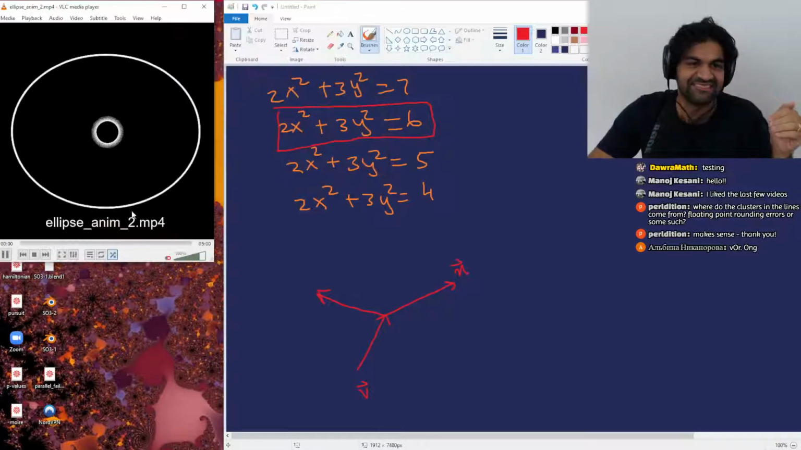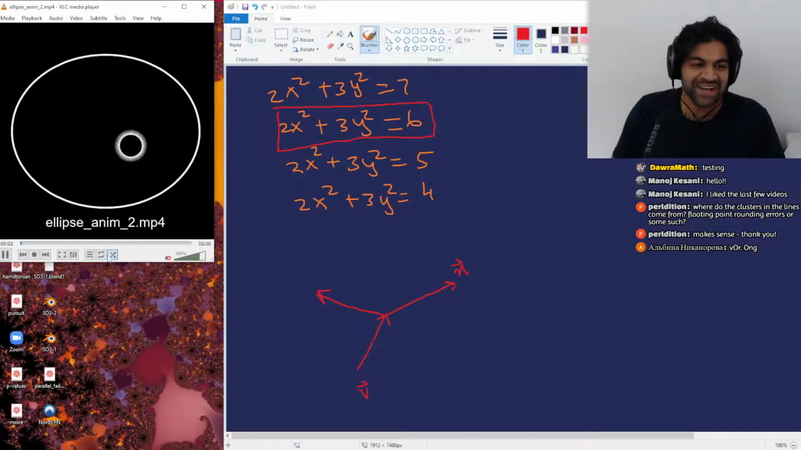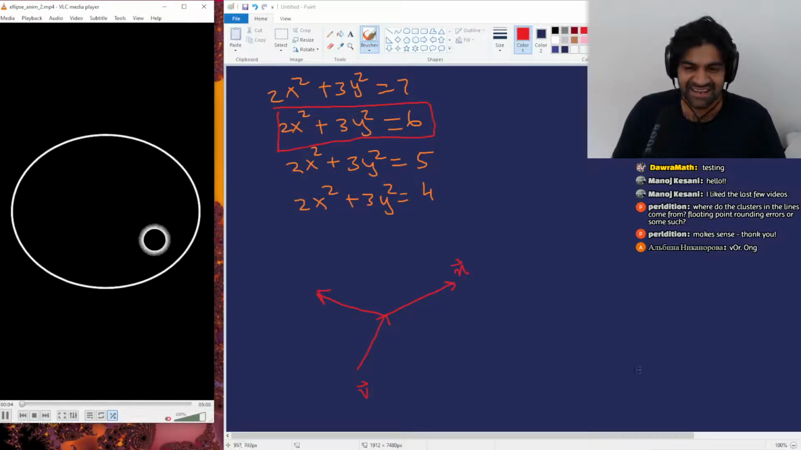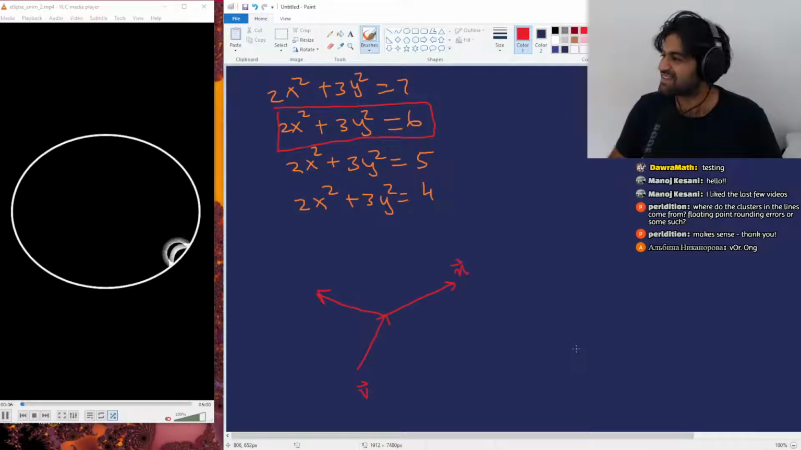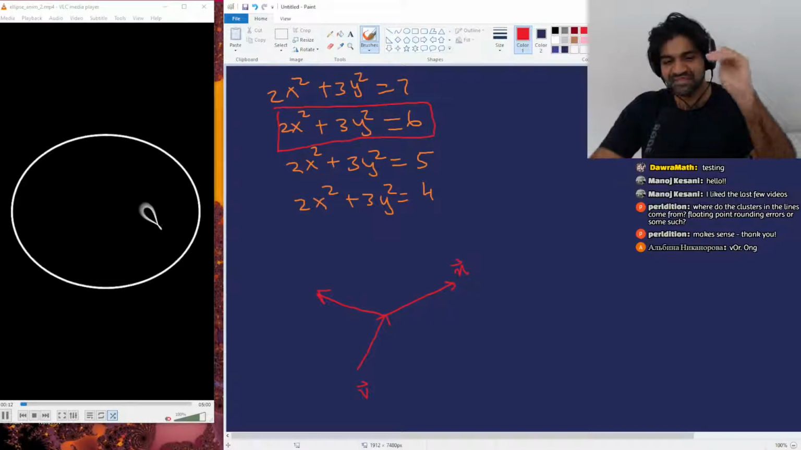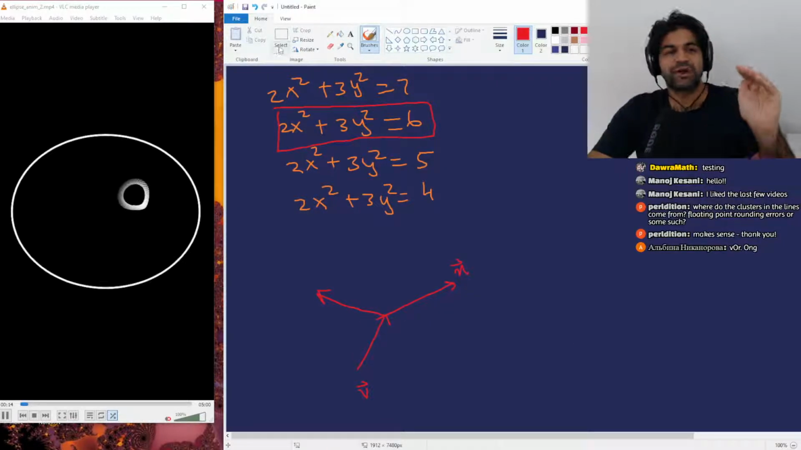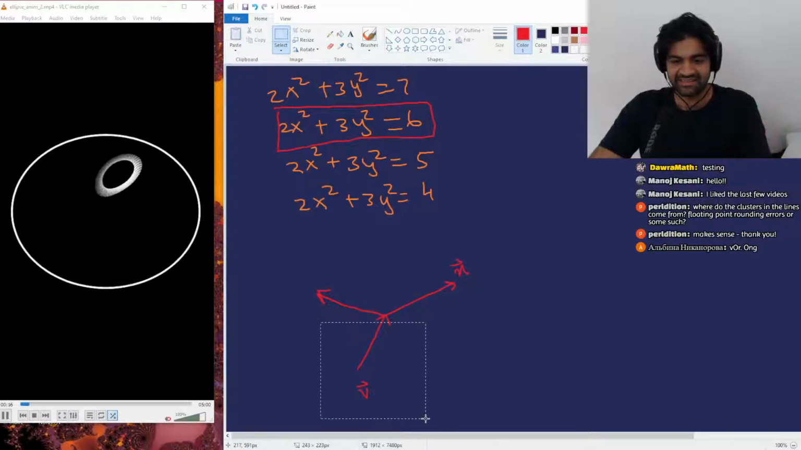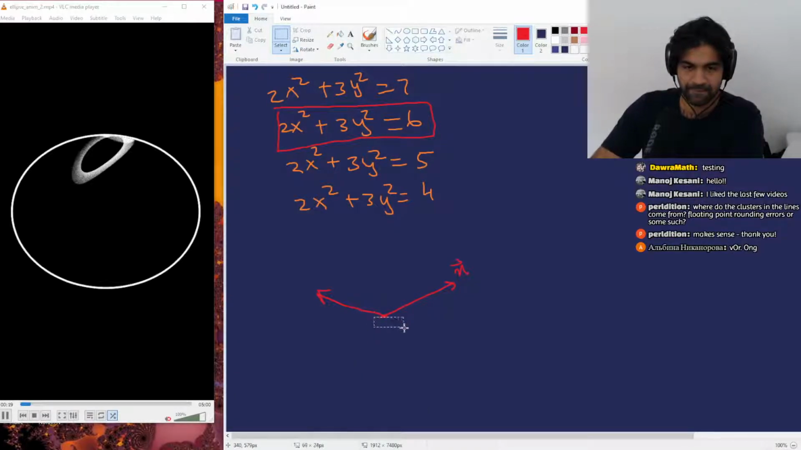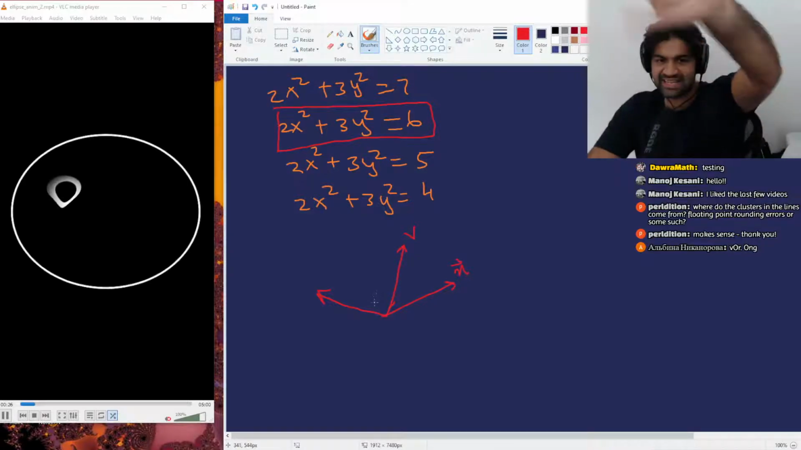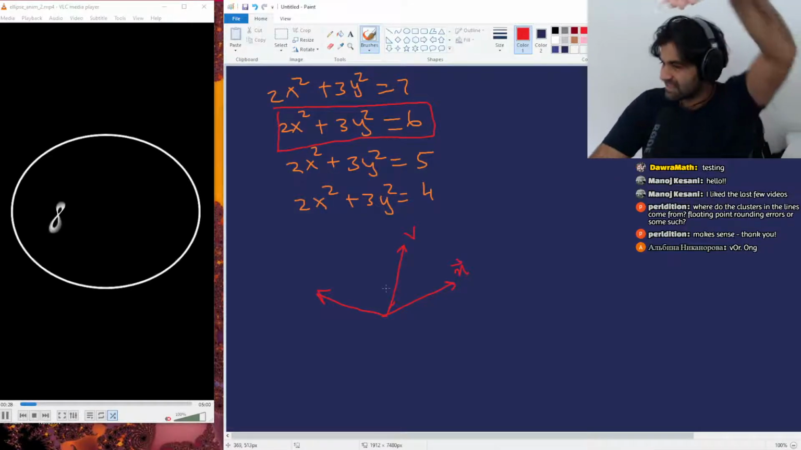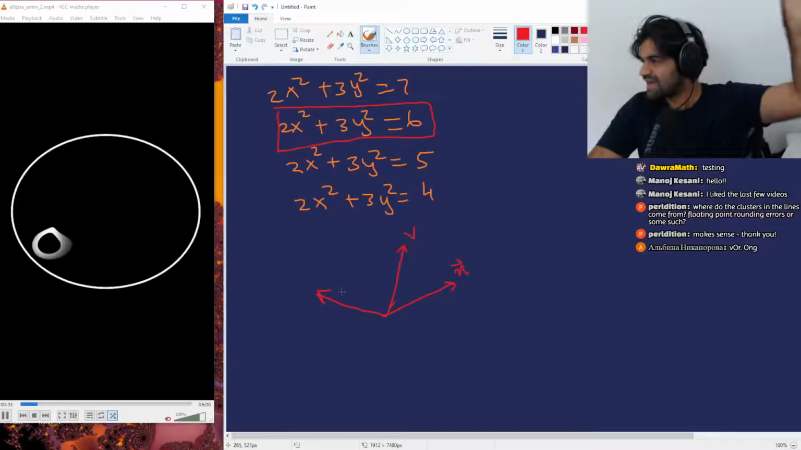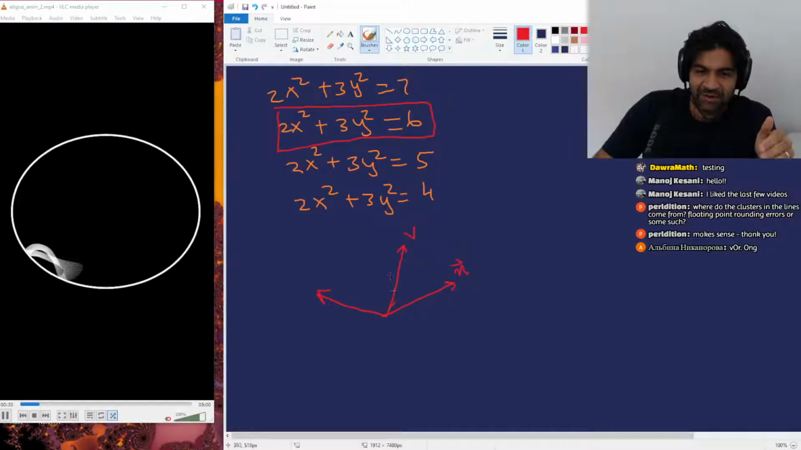I'll just play it one more time. It's fun. I have more, but I just want to finish this conversation before I get into chaotic dynamics and all of that stuff. Okay, so I'm going to draw these vectors all originating at the same point.